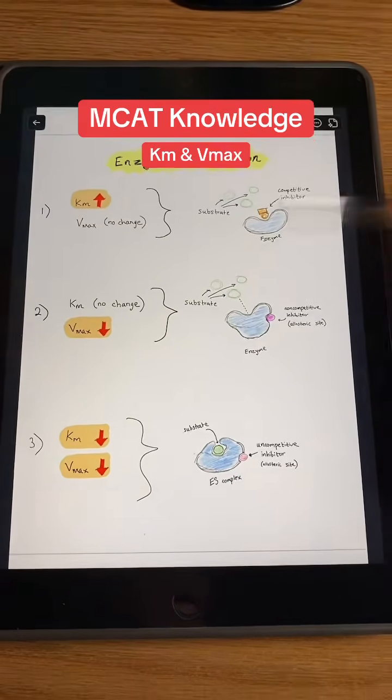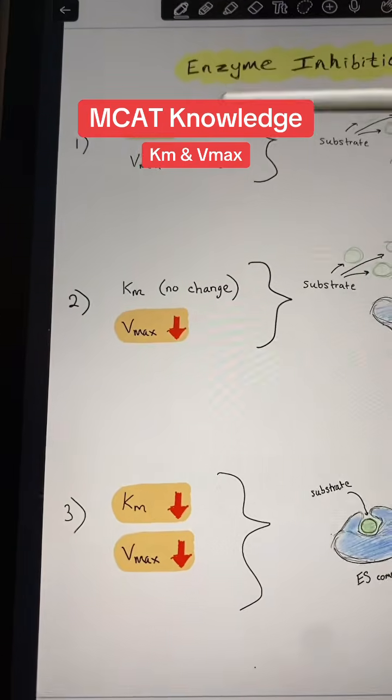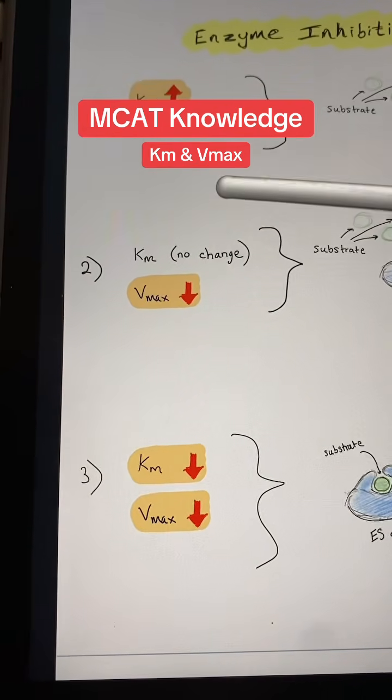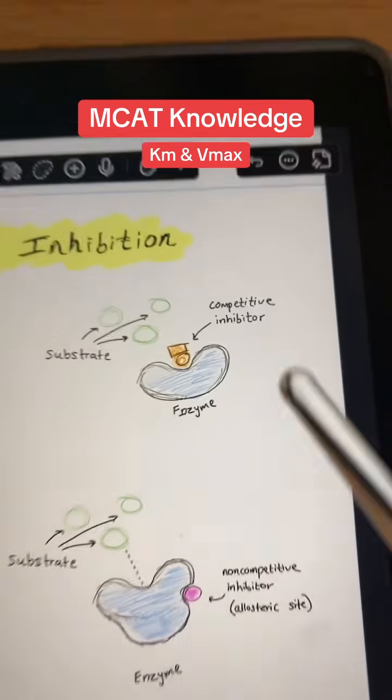MCAT knowledge, I just reviewed this with my tutor student, so you guys are going to get the same review. If you were only given the Km and Vmax values, could you tell me what kind of inhibition was going on? First, let's look at competitive inhibition.